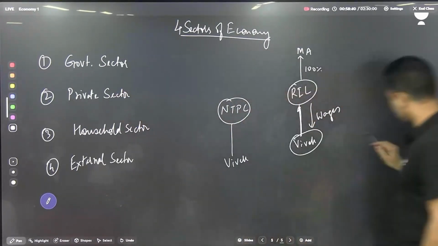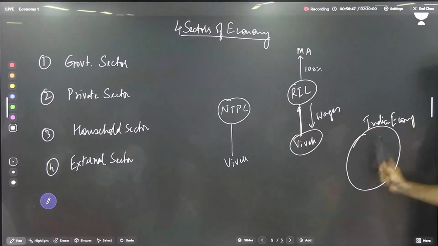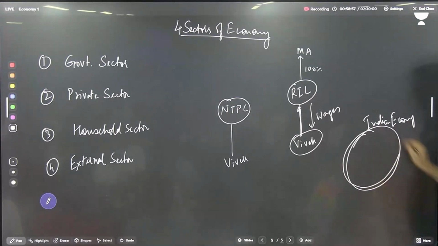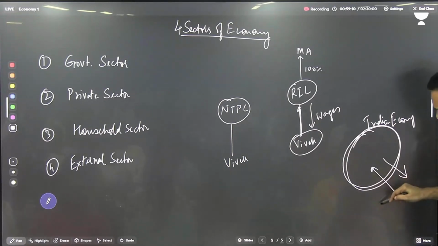See, suppose this is the Indian economy. Here we have government also. Here we have private sector also. Here we have household sector also. Now, the external sector: is this Indian economy impacted by the external sector? Yes. Whatever goods and services are coming into India, whatever goods and services are going out of India, whatever money is coming into India, whatever money is going out of India, they all are part of the external sector.